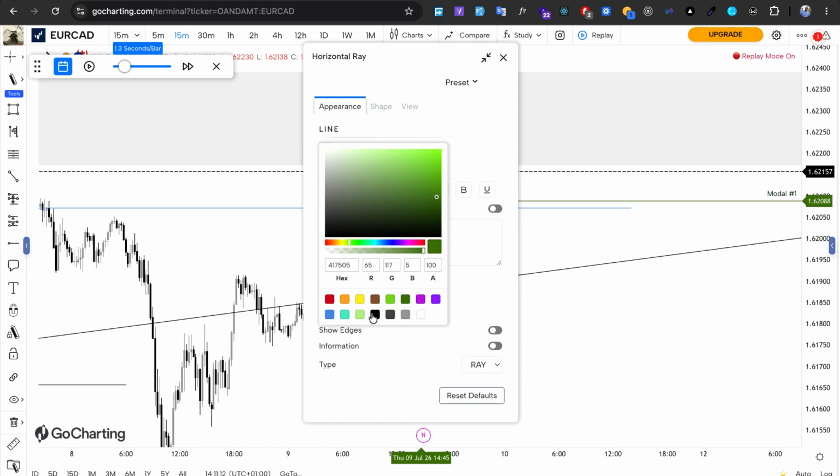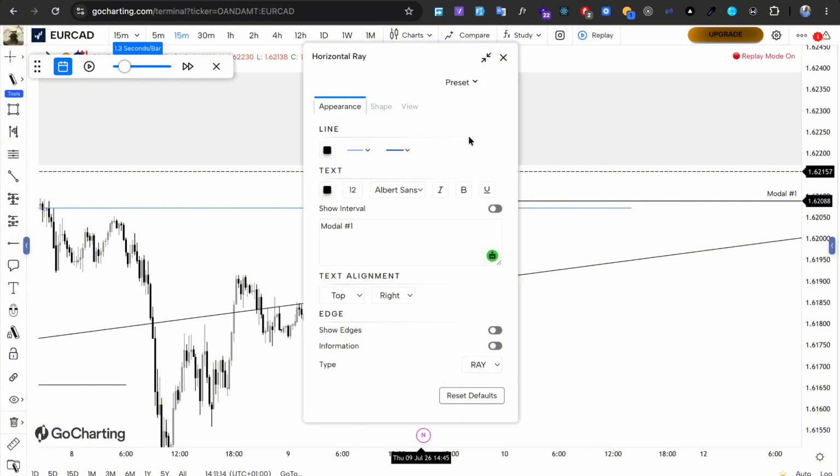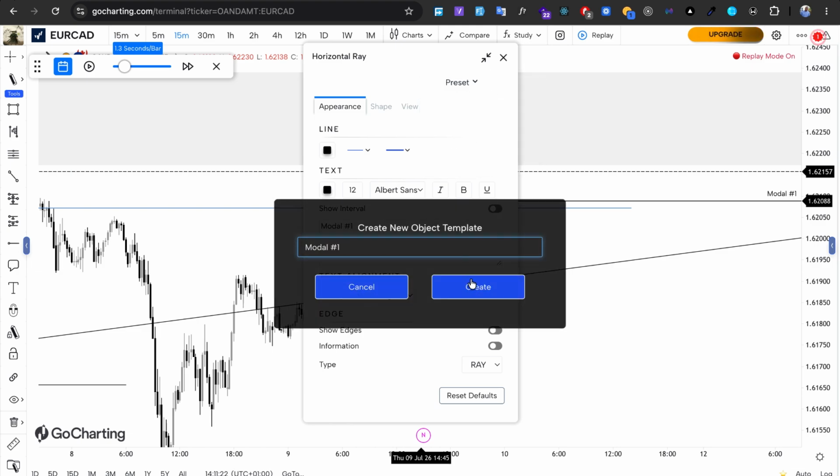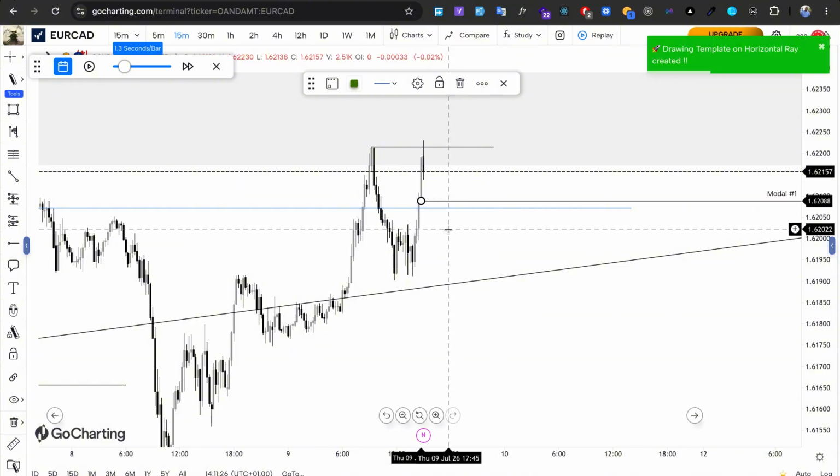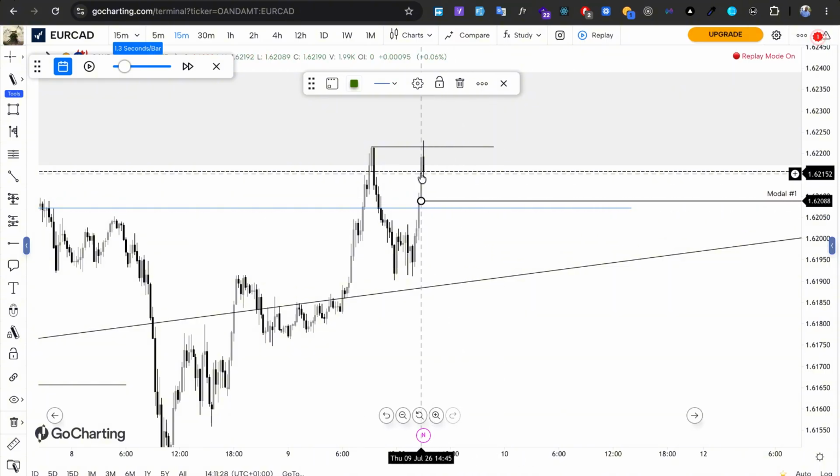Right, let's change it to black. So let me even save it so that next time I won't have to be using it. So right, I want to see an engulfing of this particular candle, you understand.